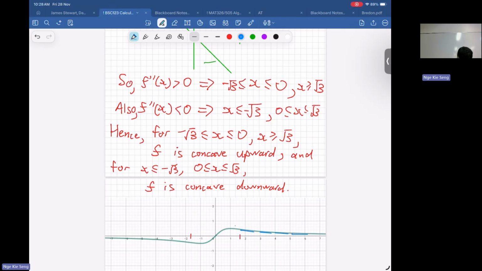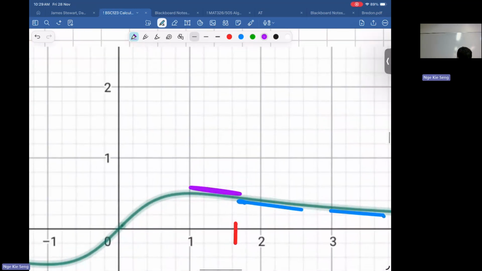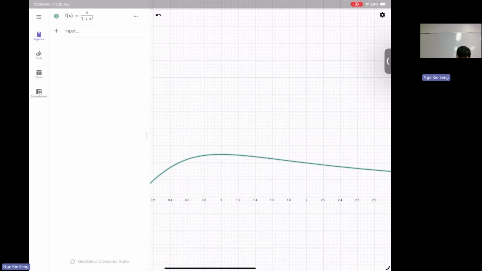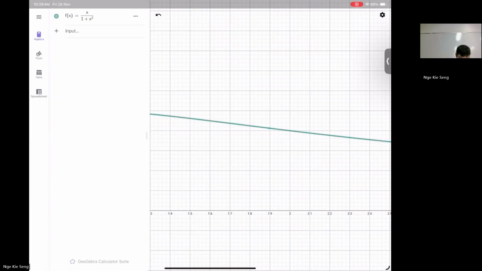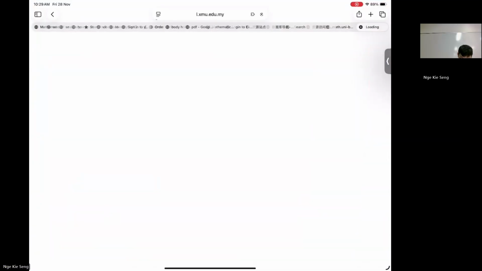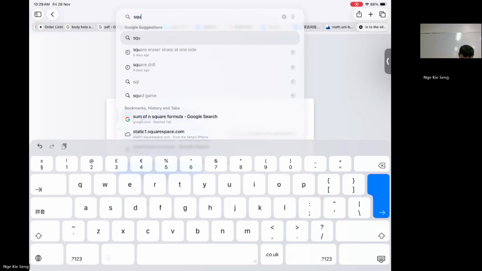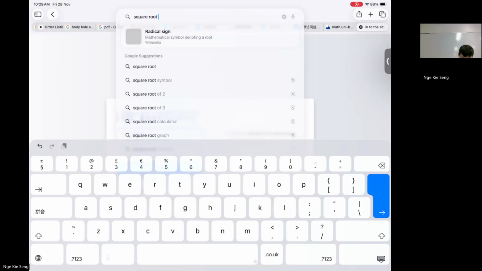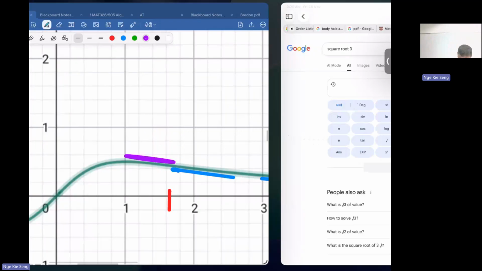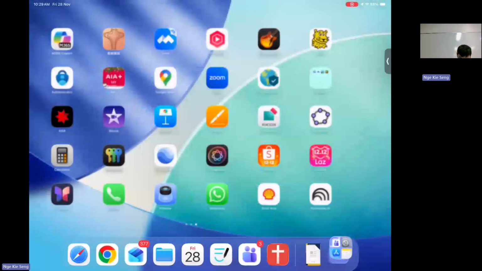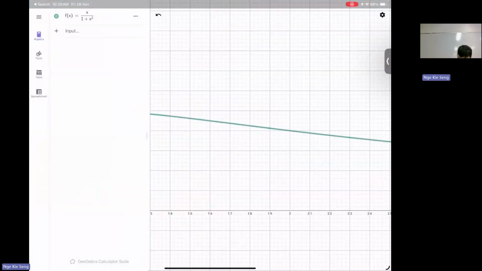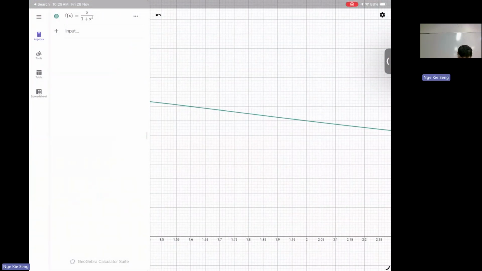Okay, so square root 3 is kind of an inflection point. And it's very small, huh? It's very small. So maybe can I zoom in a bit? Did you say just now square root 3? Can I check it? Square root 3, 1.7 something. Let's zoom in big enough. Did we see the inflection point or not? 1.7, okay, somewhere around here.